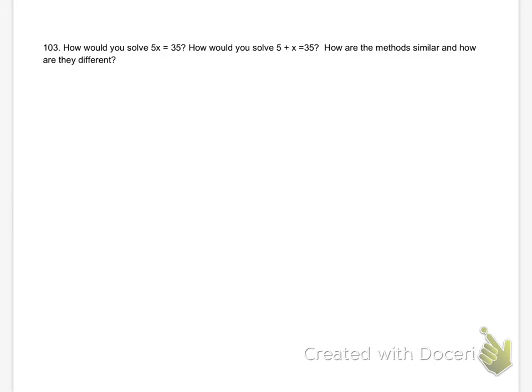It says, how would you solve 5x equals 35, and how would you solve 5 plus x equals 35? How are the methods similar? How are they different? Well, 5x equals 35. How would I solve that? I always look at the variable. What is happening to that x?